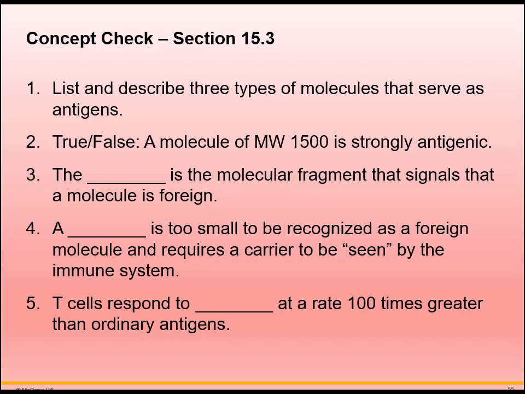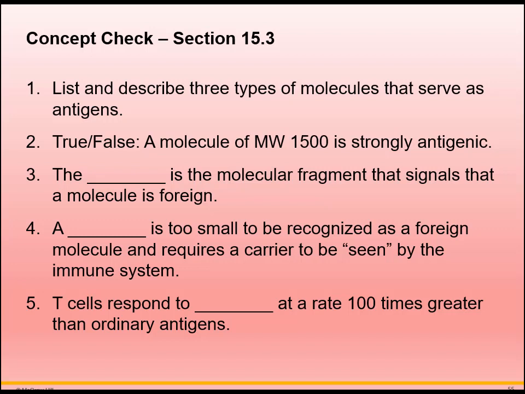So question 1, we had several molecules that were serving as antigens, but mostly proteins or proteins combined with other molecules. So proteins are polypeptides. Proteins like glycoproteins, lipoproteins, nucleoproteins, any of those. And then polysaccharides can also be antigens, long polysaccharide chains if they're complex. So those are some examples of types of molecules that serve as antigens.